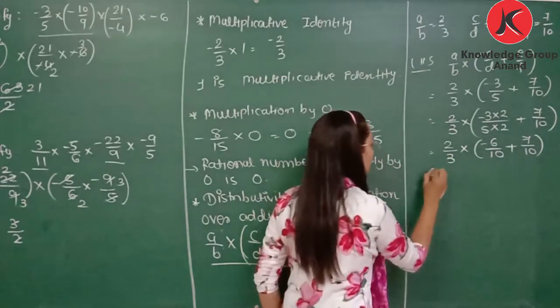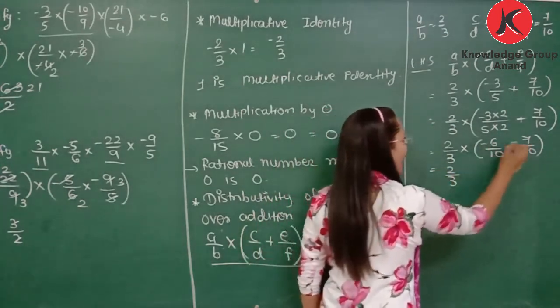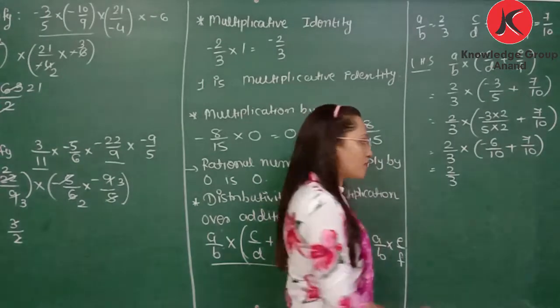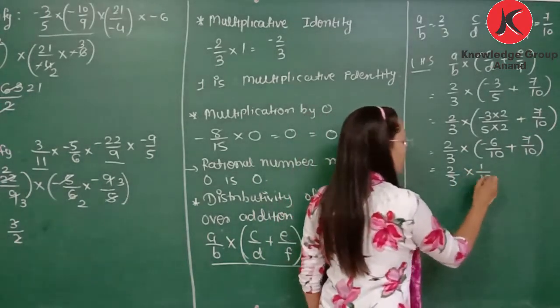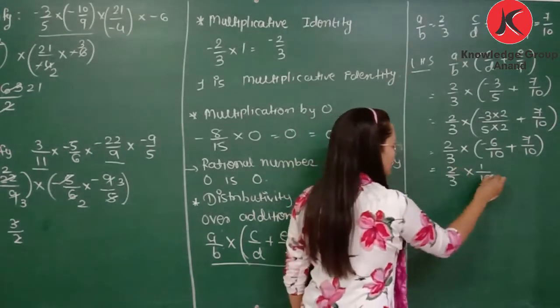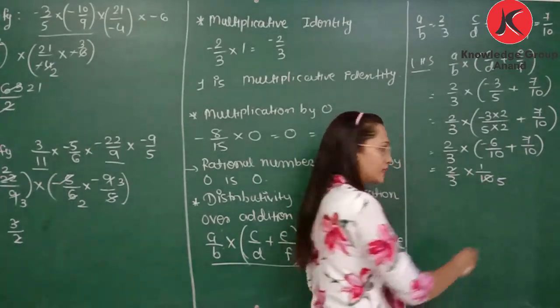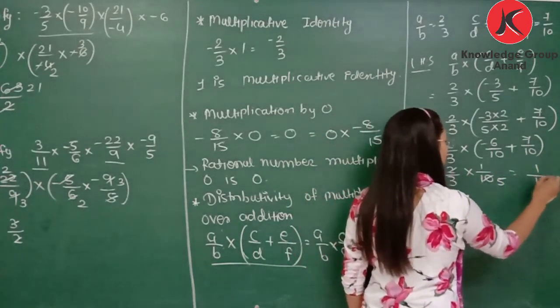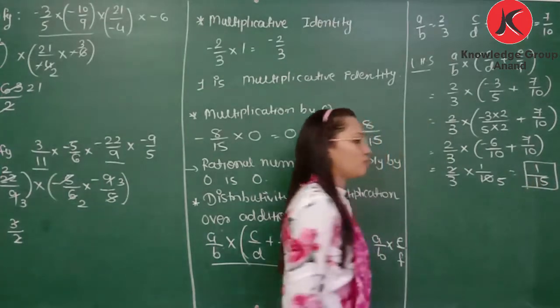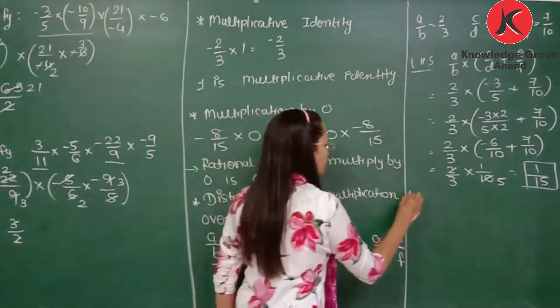Now here we have 2 by 3 times minus 6 plus 7, that is 1 by 10. Here we can cancel out, 2 fives are 10. So 1 by 15, that is our left hand side. Now check the right hand side.